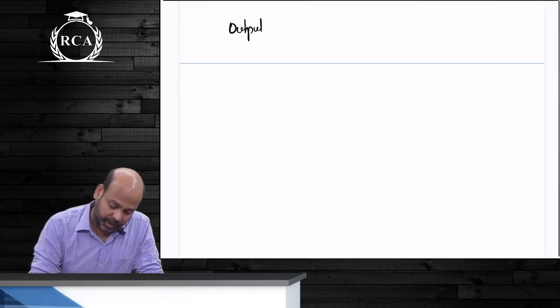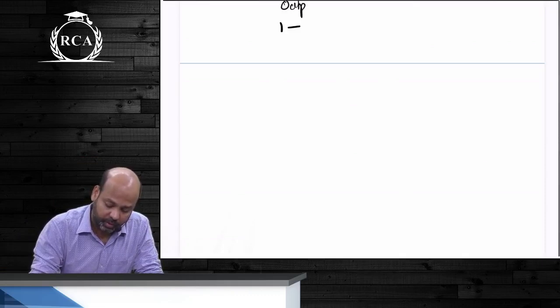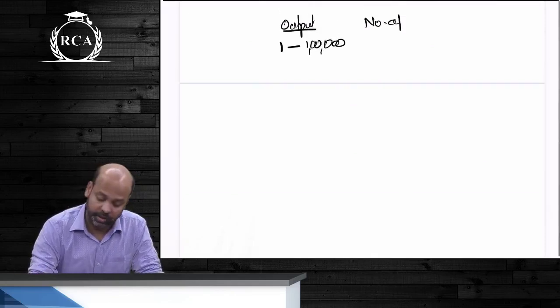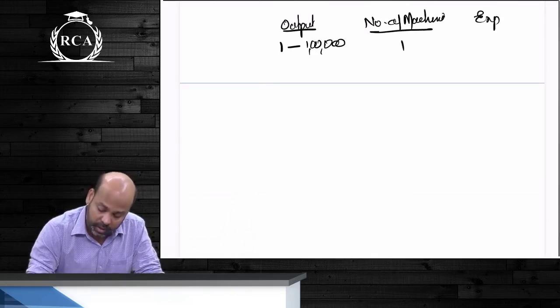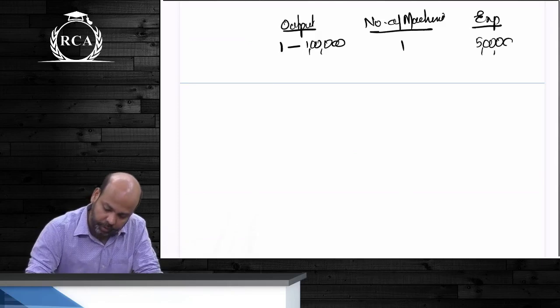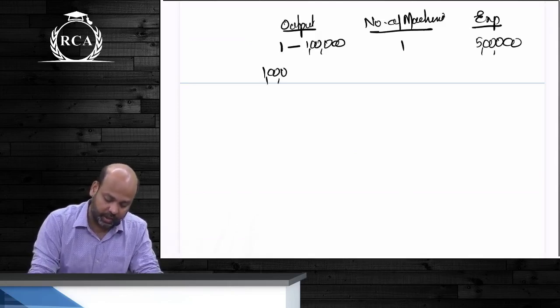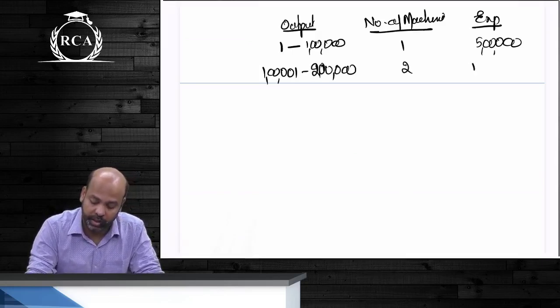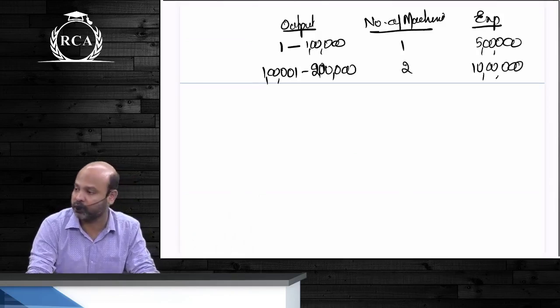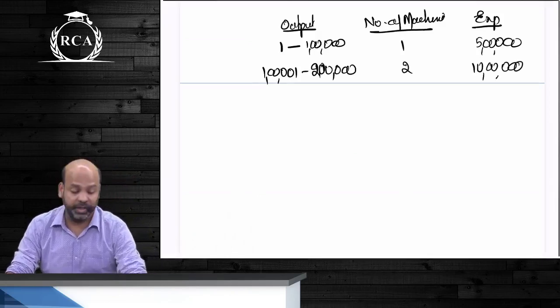Now, if the output, guys, is 1 to 1 lakh units, how many machines are you going to need? The number of machines we will need is 1. What will be your depreciation expenditure? 5 lakhs. But if you go beyond 1 lakh units and the output is 1 lakh 1 to 2 lakh units, how many machines are we going to need? 2, and the expenditure will increase to 10 lakhs, and so on. So this will make it step fixed in nature.